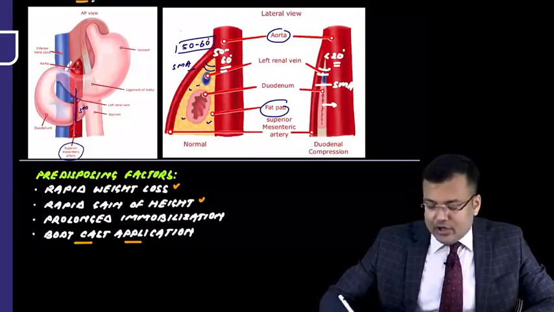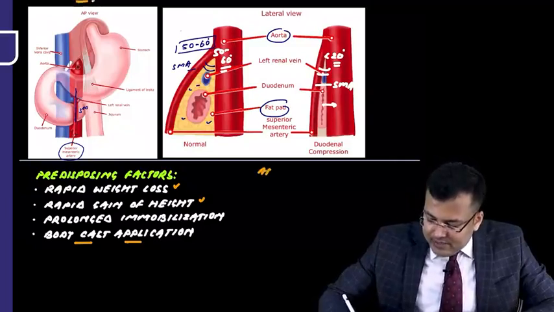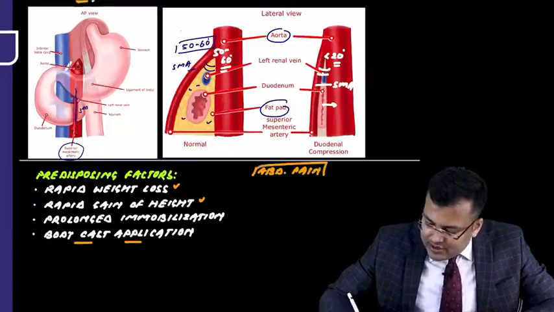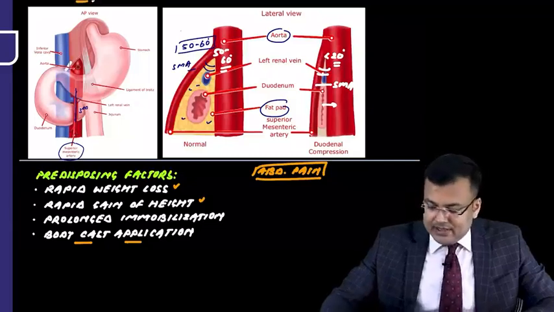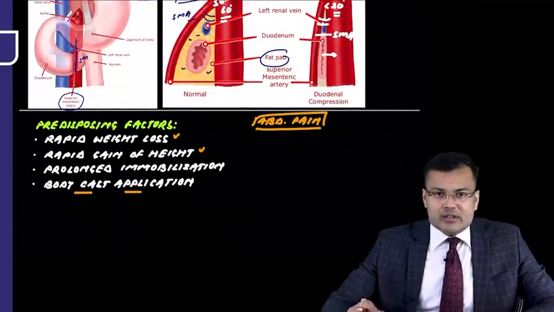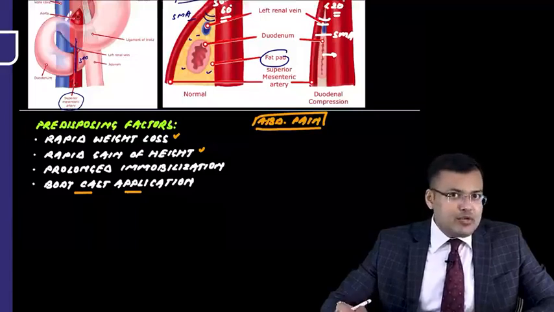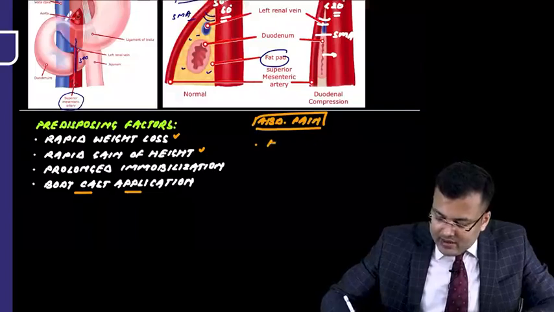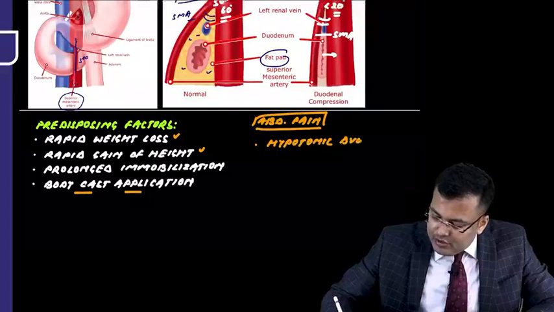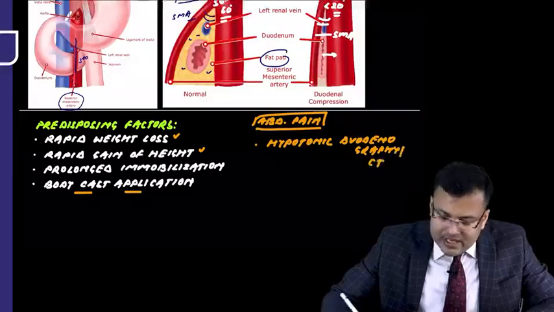And we discussed, because of partial obstruction, what is the symptom? Patient is having abdominal pain. Since there is partial obstruction, the patient passes feces and flatus, but abdominal pain is there. Now, how can you make the diagnosis? We can make the diagnosis by hypotonic duodenography, and also by CT.